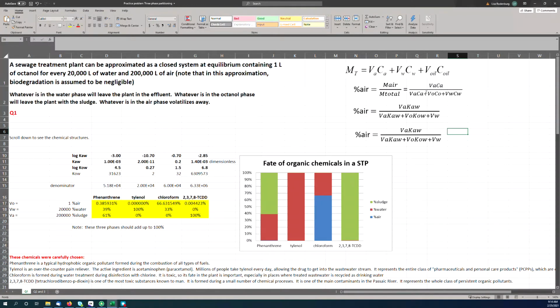And then we do our magic trick of dividing everything through by CW. So this CW cancels out, and the top one here becomes Henry's law, and this becomes KOW. So that's how we get this equation.